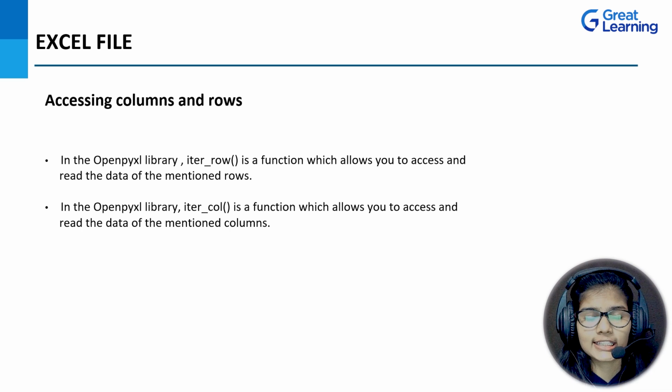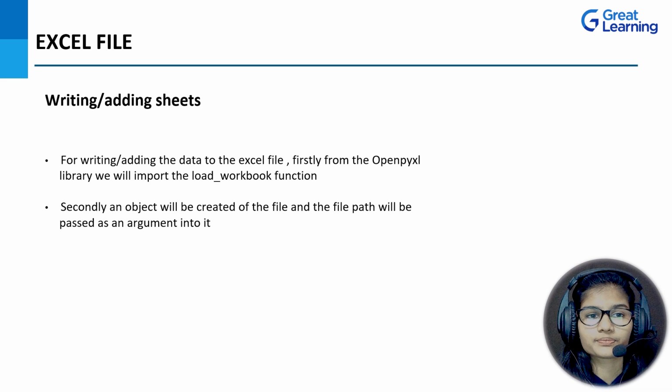Hope I am very clear. It's super simple. Whenever you want to access the columns, use iter underscore col, and whenever you want to access the rows, use iter underscore row. Nothing more than that. One thing remains common in both, and that's importing your OpenPyXL library, which will remain the same whenever you are dealing with an Excel file. Next, let's move forward with the other things.